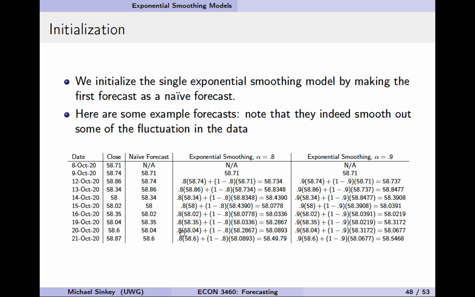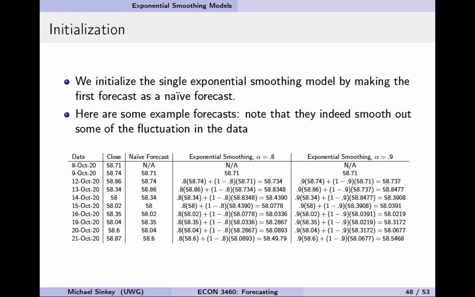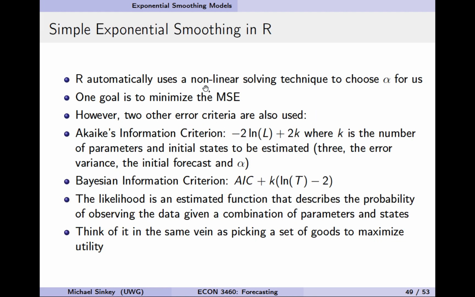And we have an initial value. We use the naive, but R will actually pick something for us. So R might not choose 58.71, but if you're doing this by hand, you just pick the naive. And then R will also use the variance of the errors as your method of looking at the mean squared error. So R is going to pick alpha, pick the initial forecast, and pick the error variance to make this information criterion as small as it possibly can be.